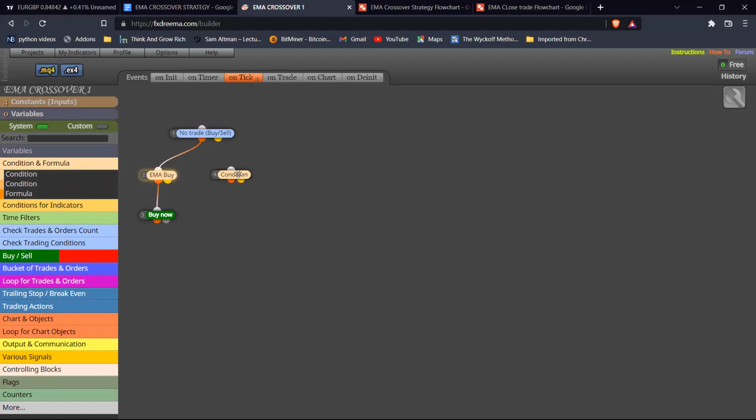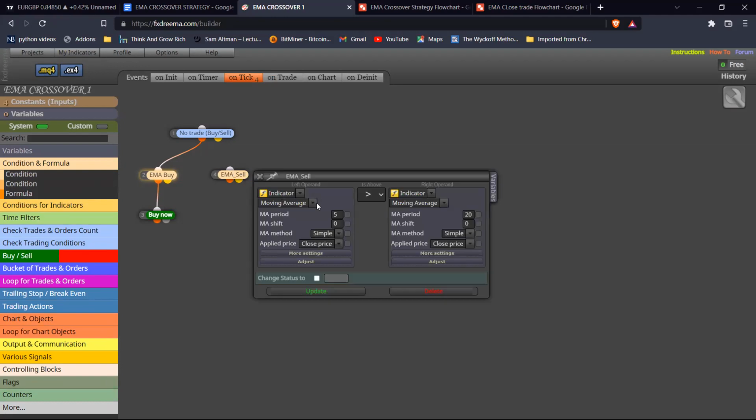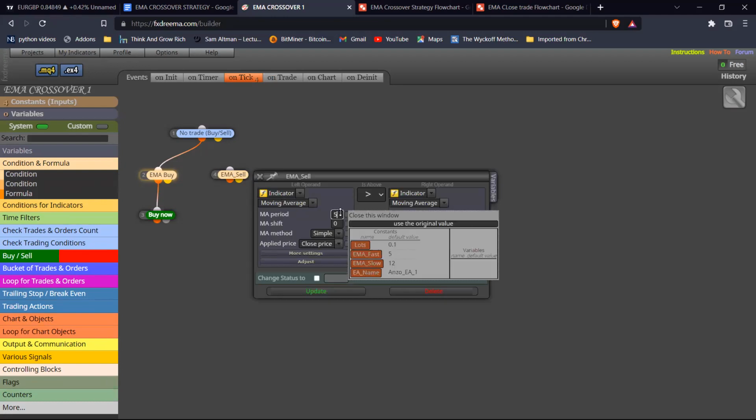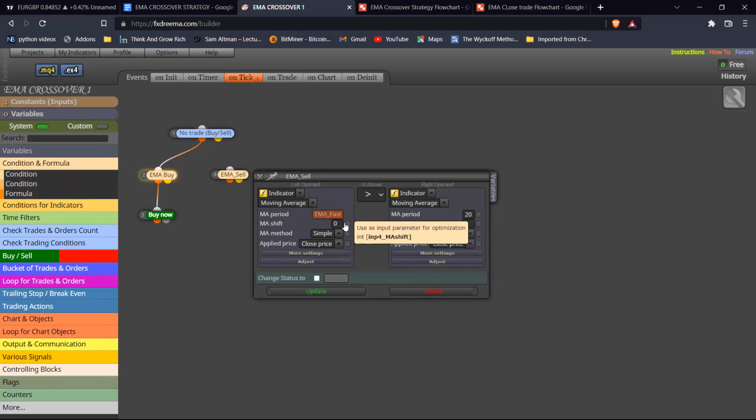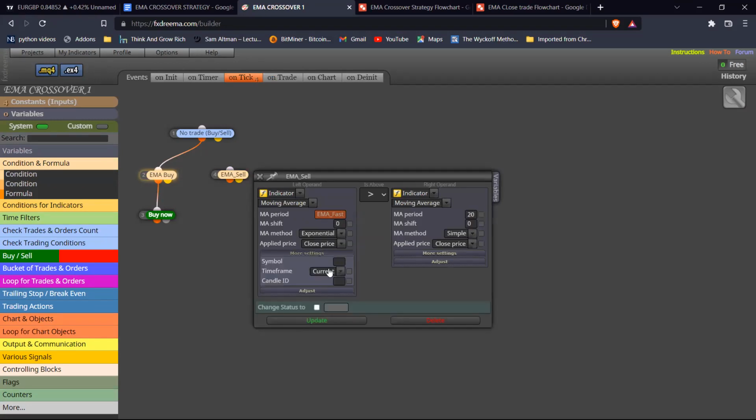So we select the conditions. We can rename this and make this EMA sell. So I'm just going to do EMA underscore sell. And that will be that. And then double click on it. We're looking at the moving average. We're looking at the 5 periods. So we change this to, still selects the constant. We're looking at the exponential, and we're using the close of the candle. We also want to be looking at the current candle. So we use candle ID 1, right?